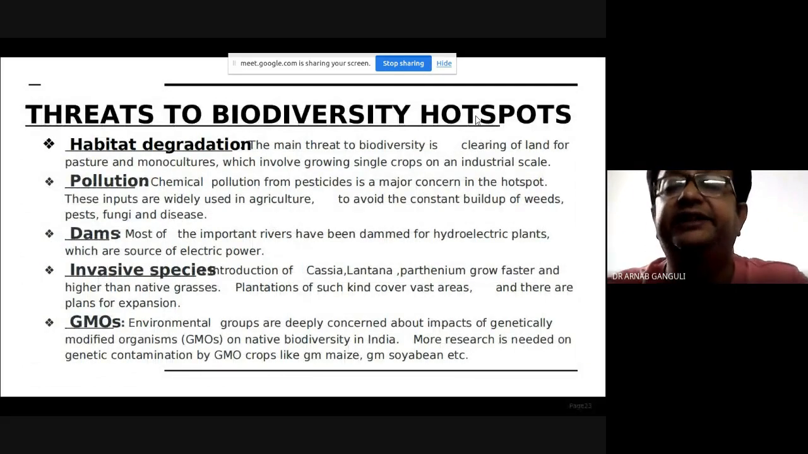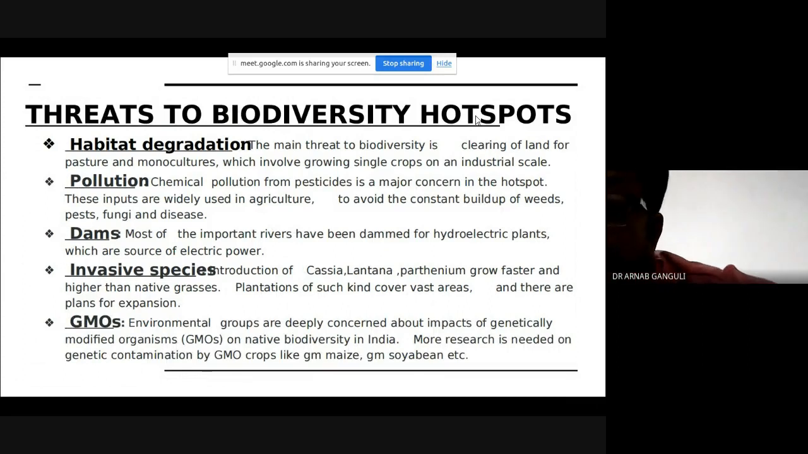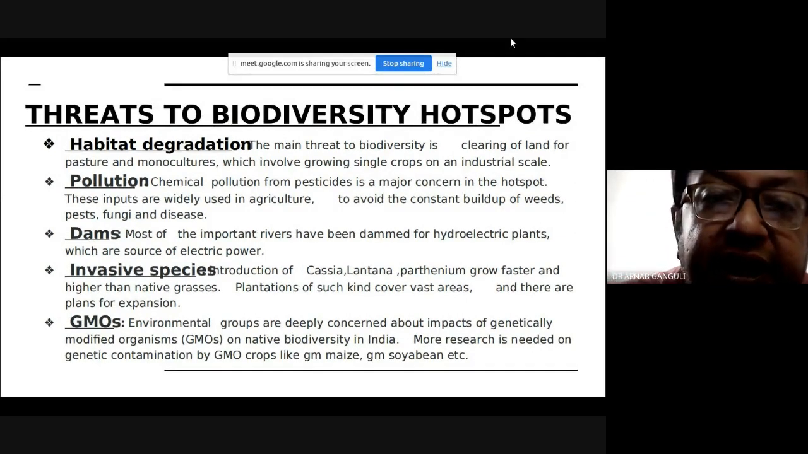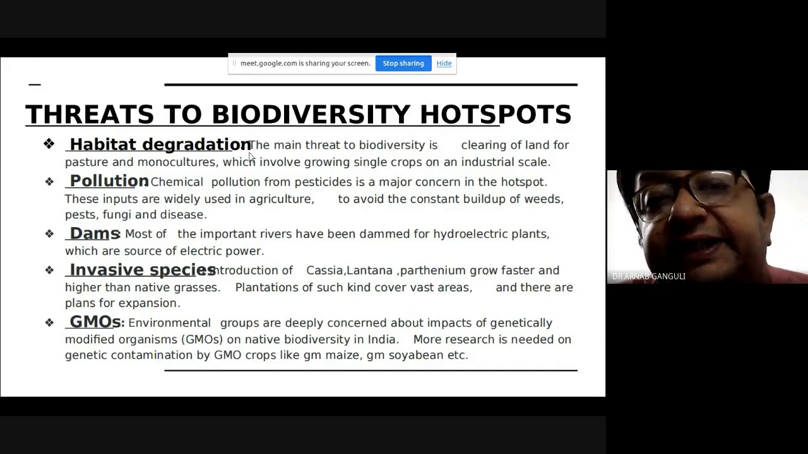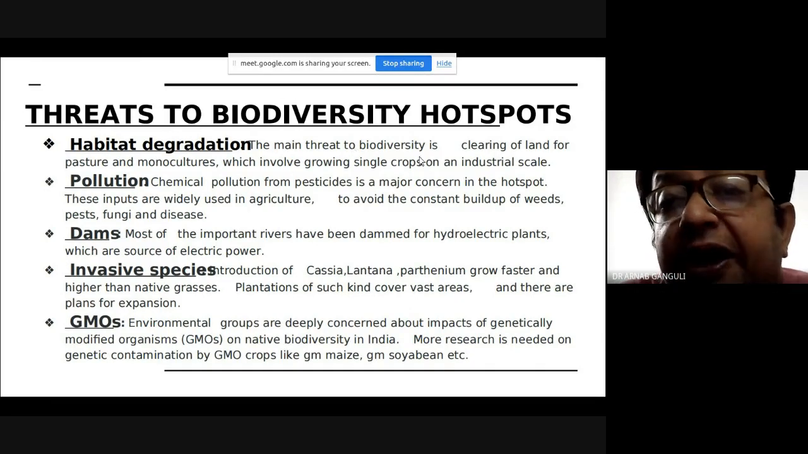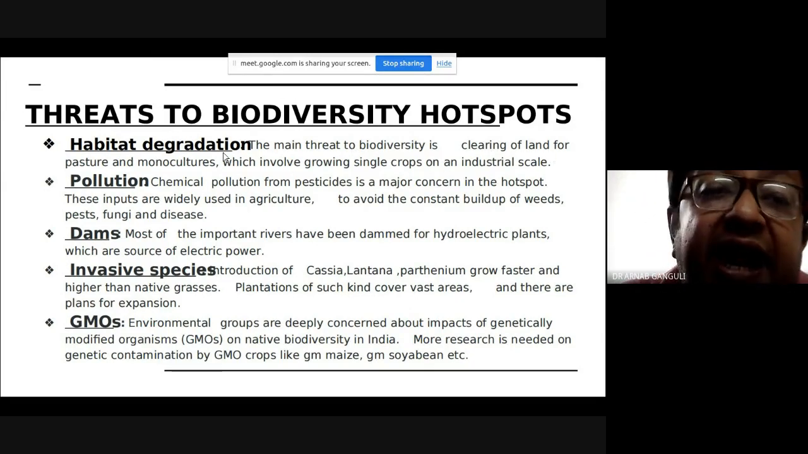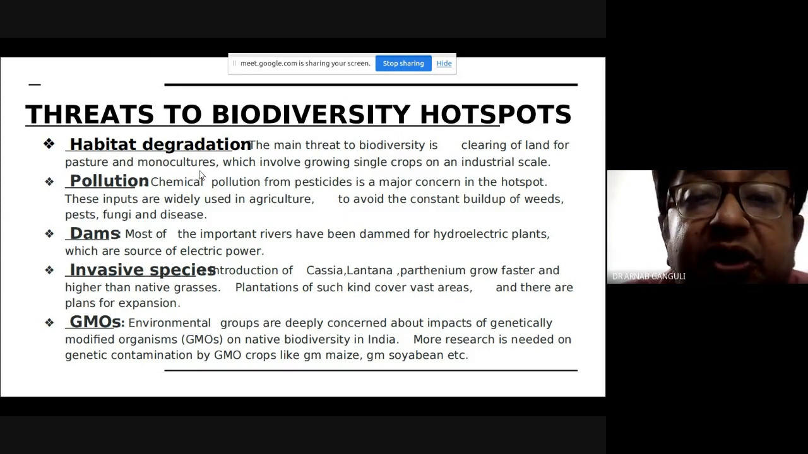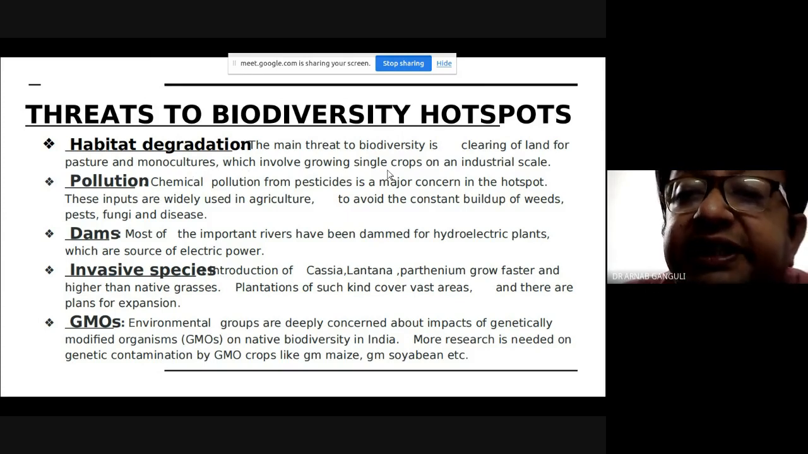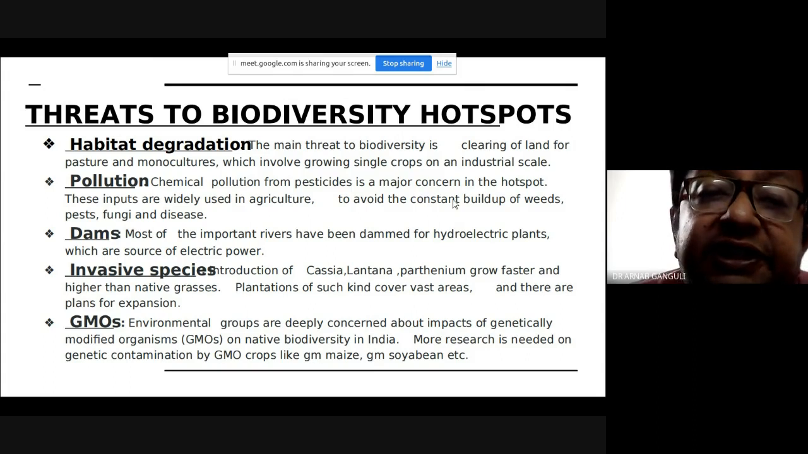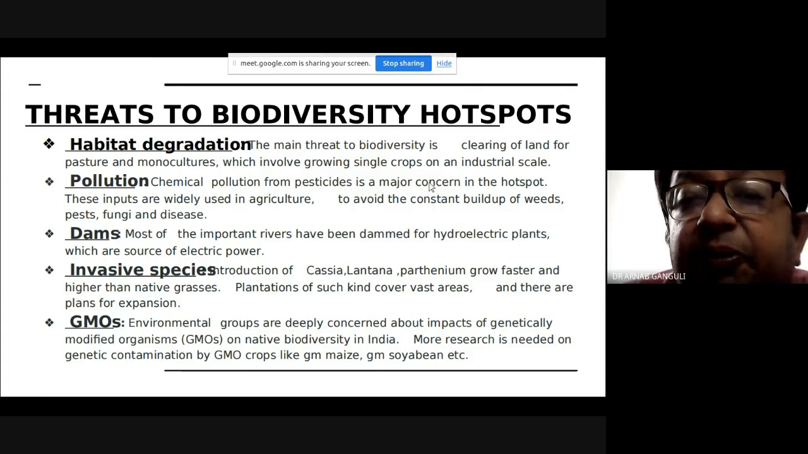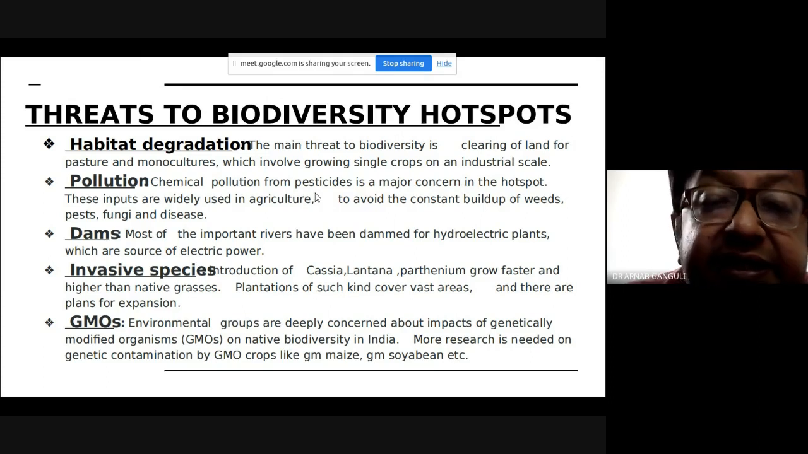So what are the threats to biodiversity hotspots? It is made short here, in my notes it was very big. First is habitat degradation. The main threat to biodiversity is clearing of land for pastures and monocultures, which involve growing single crops on an industrial scale. Then the next is pollution. Chemicals from pollution and pesticides are damaging things.